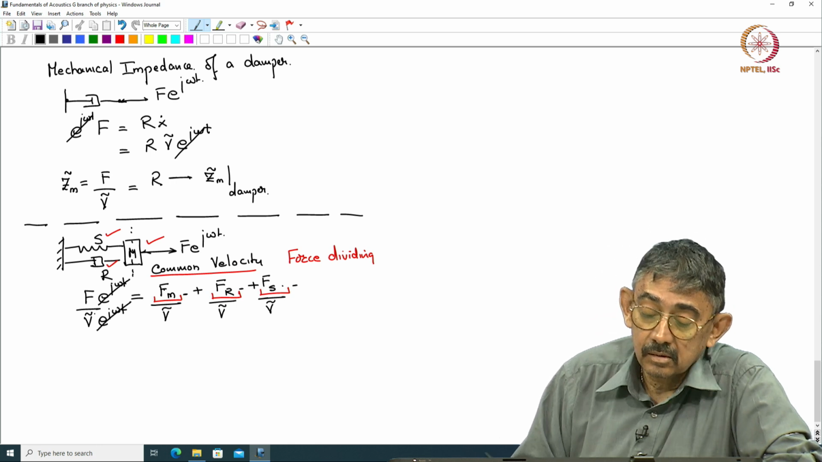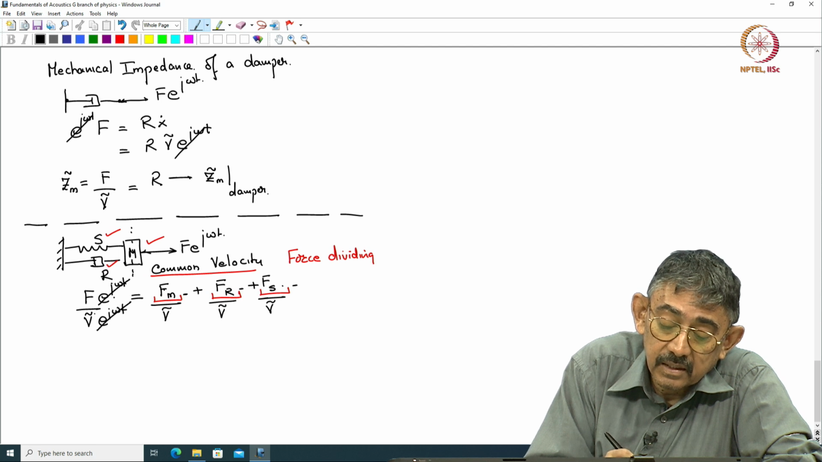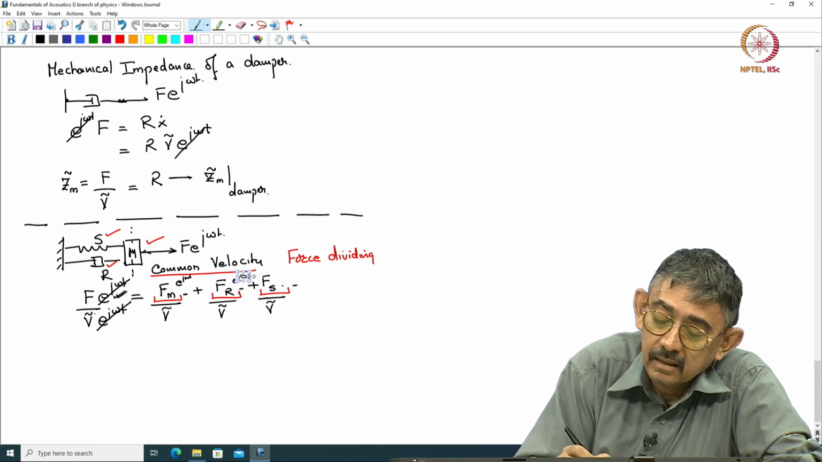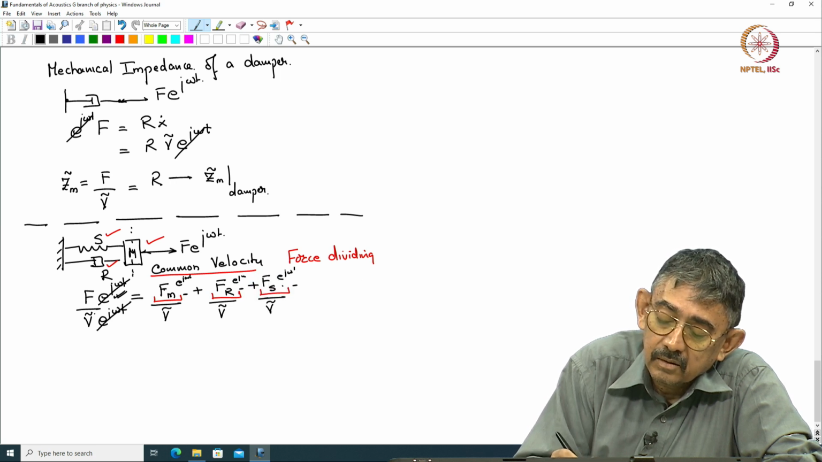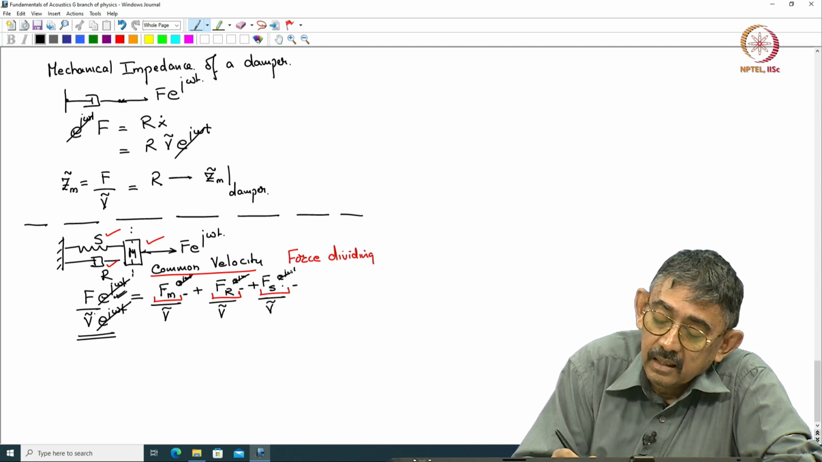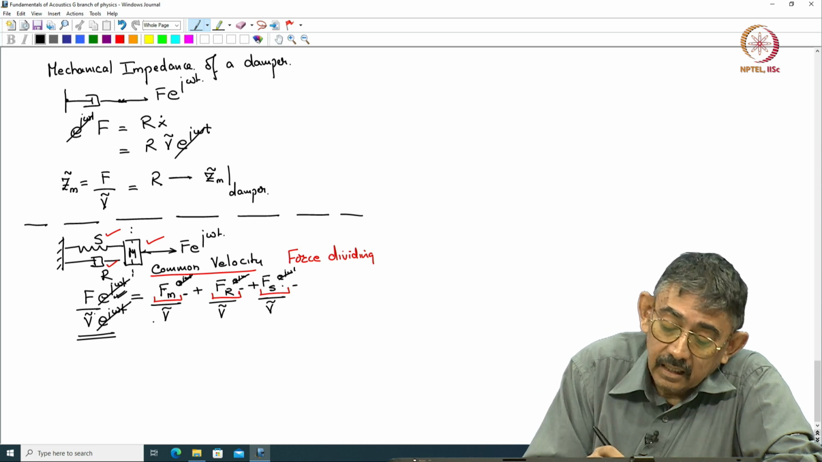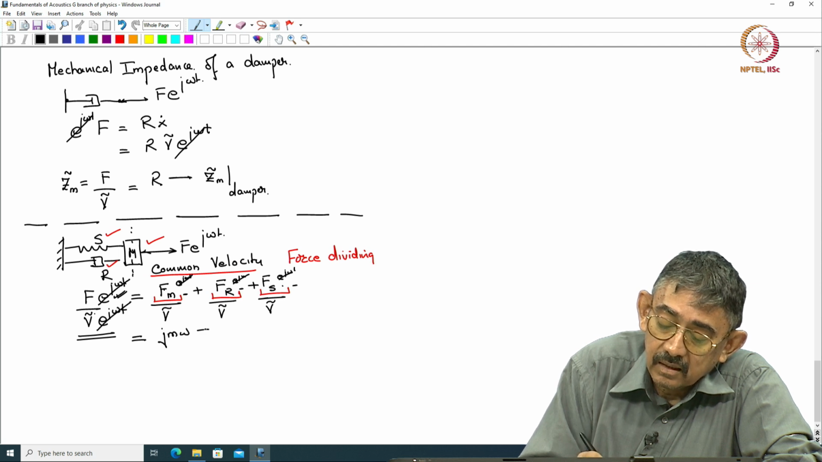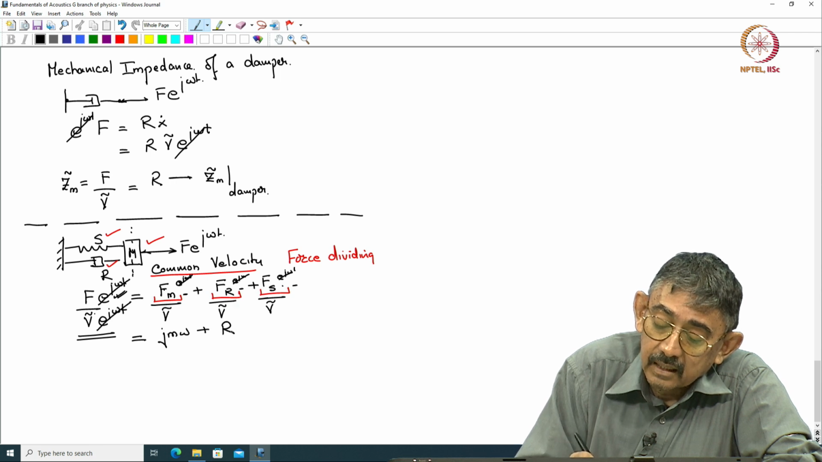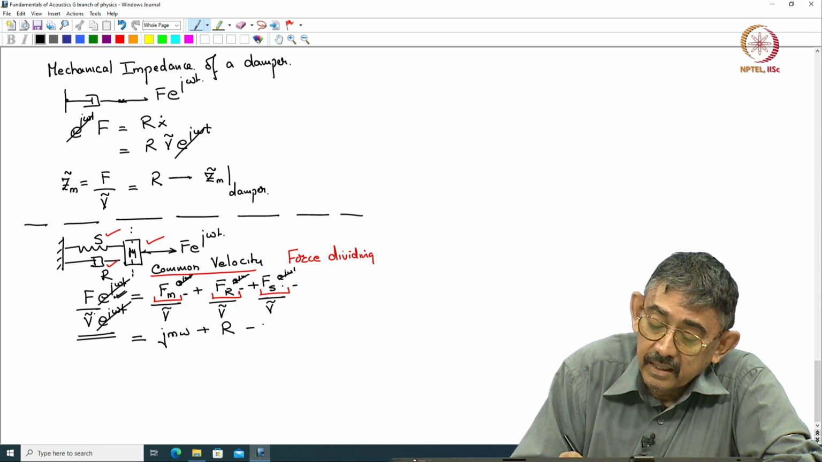So when this was taken with e to the power j omega t, these also come with e to the power j omega t, which I did not write. So when I divide by v tilde e to the power j omega t, those get cancelled out and I am left with v tilde in the denominator. Now you can see Fm over v tilde is the mechanical impedance of the mass. This is the mechanical impedance of the damper, and this is the mechanical impedance of the spring.